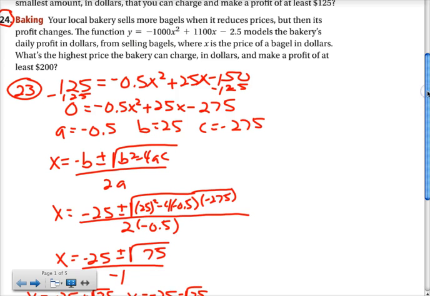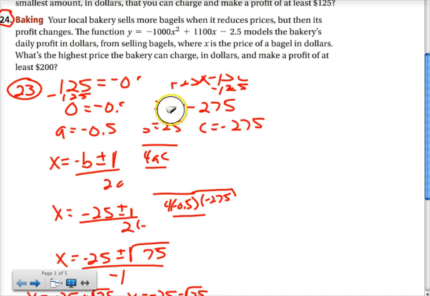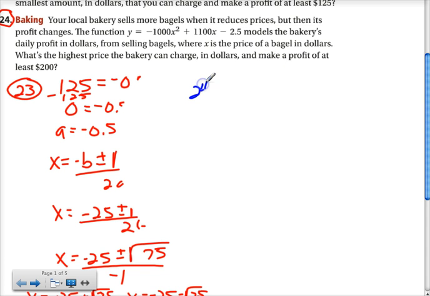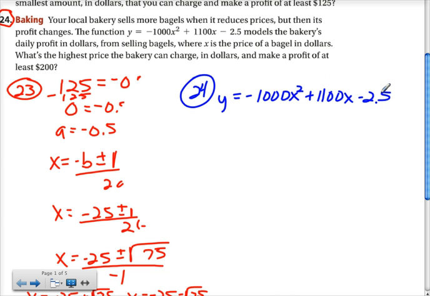Then we go back up to 24. And 24 says your local bakery sells more bagels when it reduces prices, but then its profit changes. The function y equals negative 1,000 x squared plus 1,100 x minus 2.5 models the bakery's daily profit in dollars from selling bagels. X is the price of a bagel in dollars. What's the highest price the bakery can charge in dollars and make a profit of at least $200?